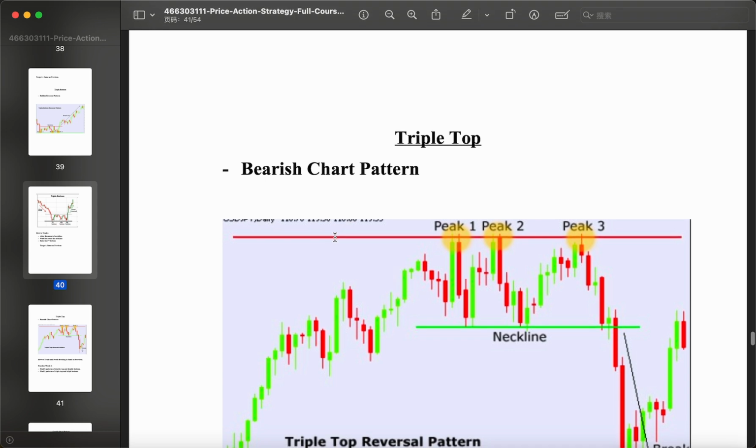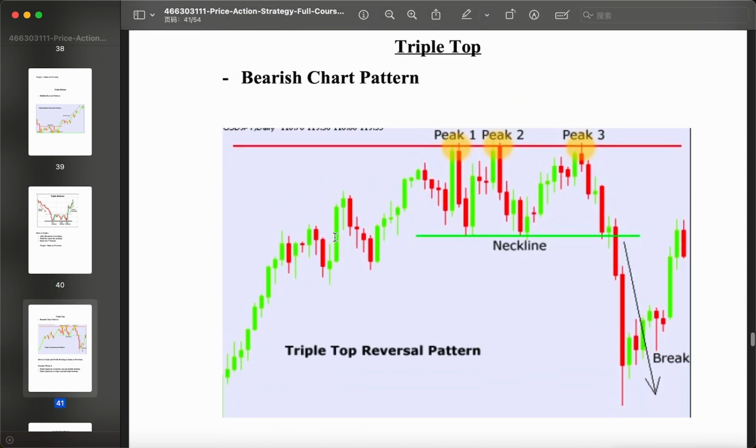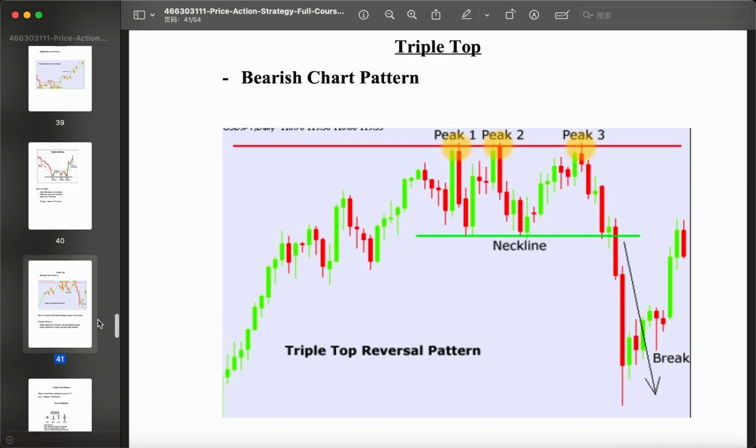Your target would be the same, where you place your profit and loss limit. So this is a triple top. This is a bearish chart pattern. You have three peaks, you have a neckline, and then you have a breakthrough.